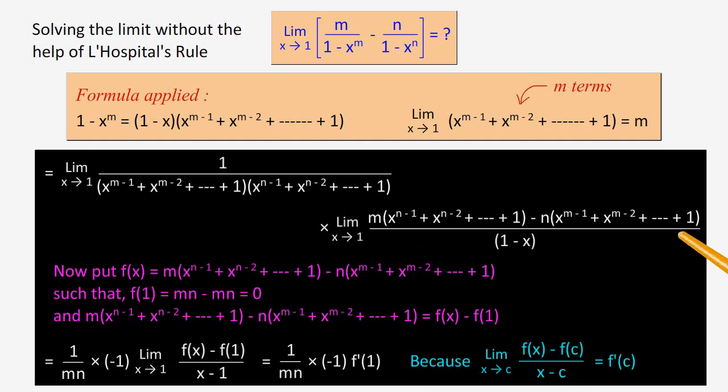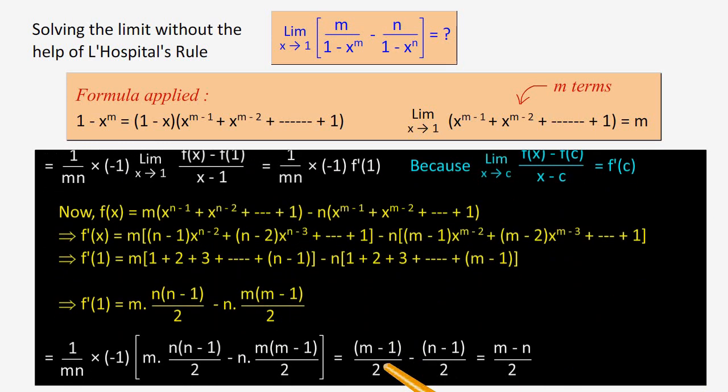Now we take this as function f of x. Now we know that when x is equal to 1, this thing becomes equal to m and this thing becomes equal to n. So f of 1 is equal to 0. So this limit is actually f of x minus f of 1 divided by x minus 1. Of course, this minus 1 has been taken out because we have written x minus 1 instead of 1 minus x. Now, by the knowledge of differentiation, this is nothing but equal to minus f prime 1.